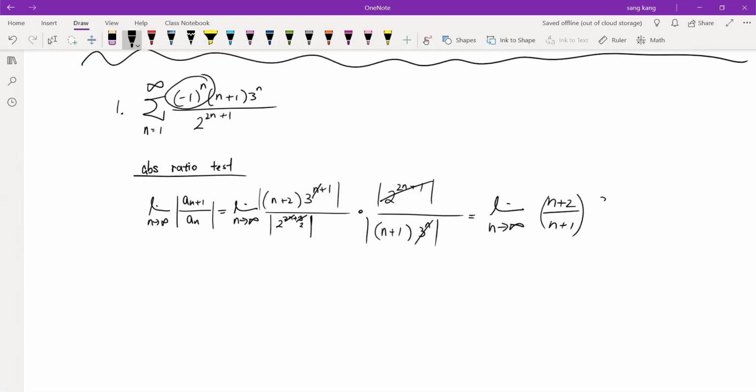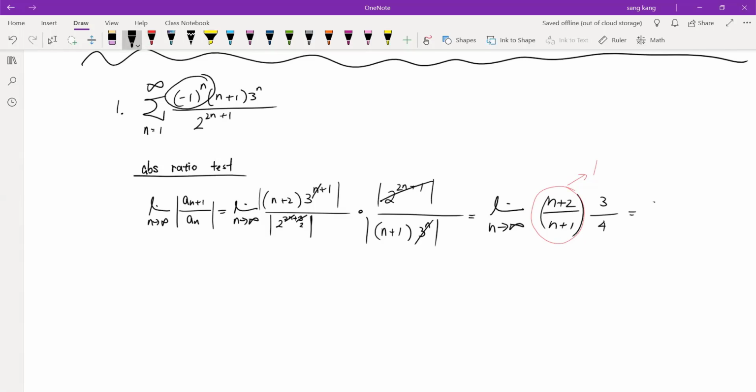What else is left? 3 divided by 4, right? And I'm going to drop the absolute values here because everything's positive anyway. So looking at this first term here, we can see that if we take the limit of this guy, the only term that matters is this n, and this essentially just goes to 1.